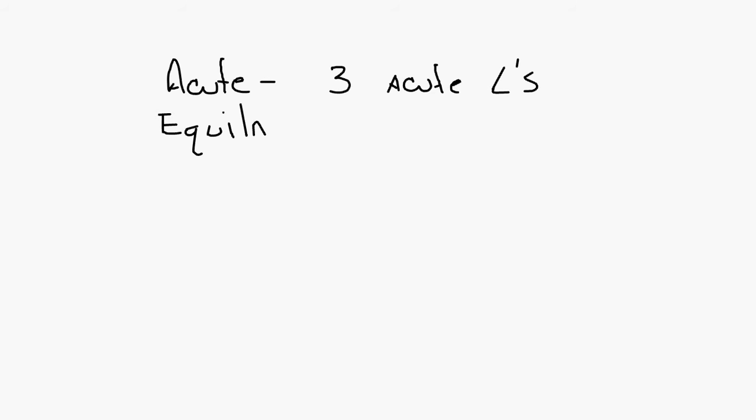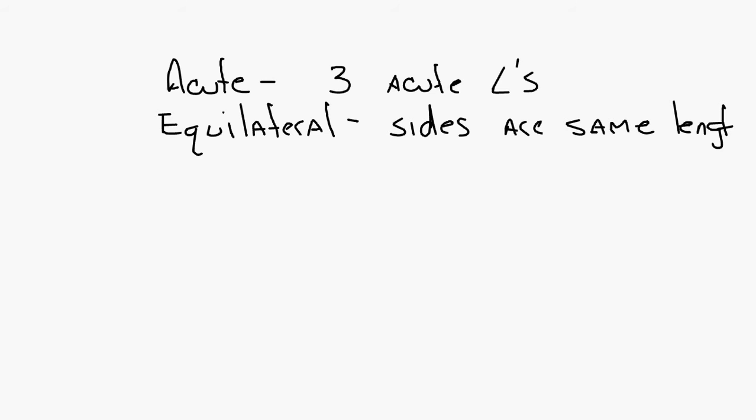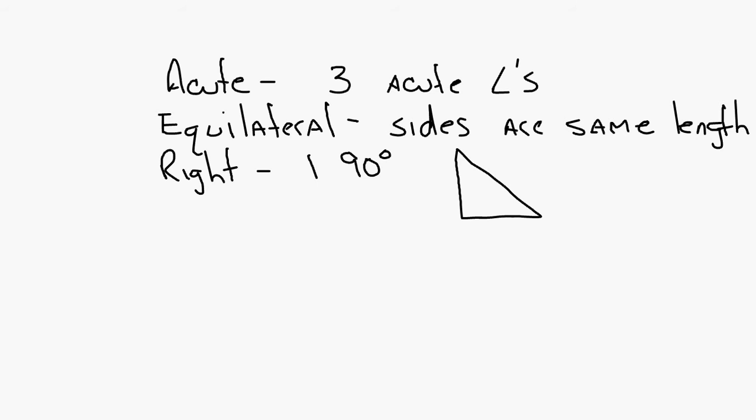When the 3 sides are congruent. Very good. Look, equal. It's got the word equal in it, right? Equilateral is all the sides are the same length. A right triangle has 1 90-degree angle, isn't it? Remember the symbol for that? That's your symbol for 90 degrees. So that's a right triangle.